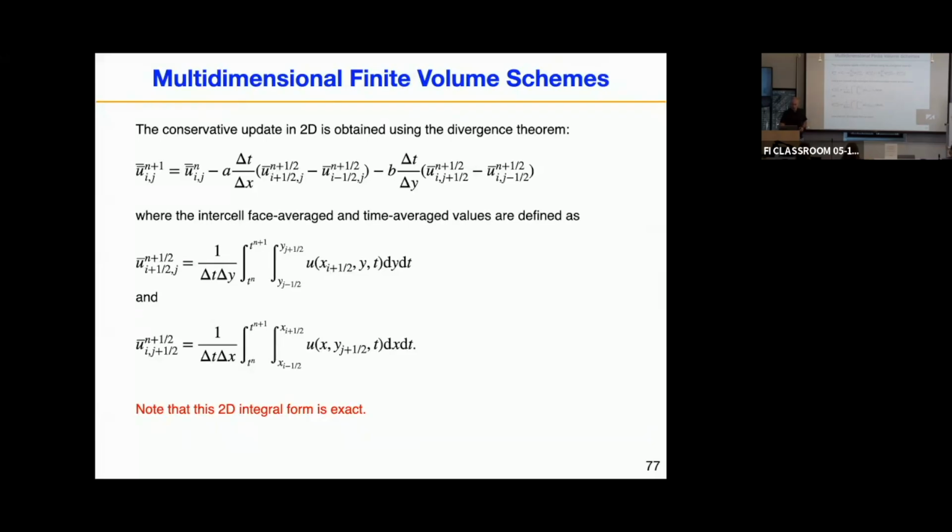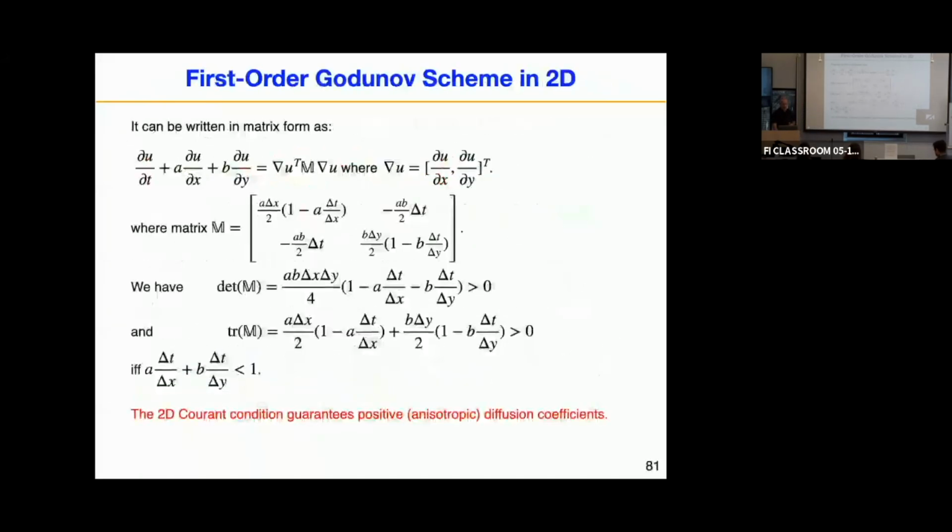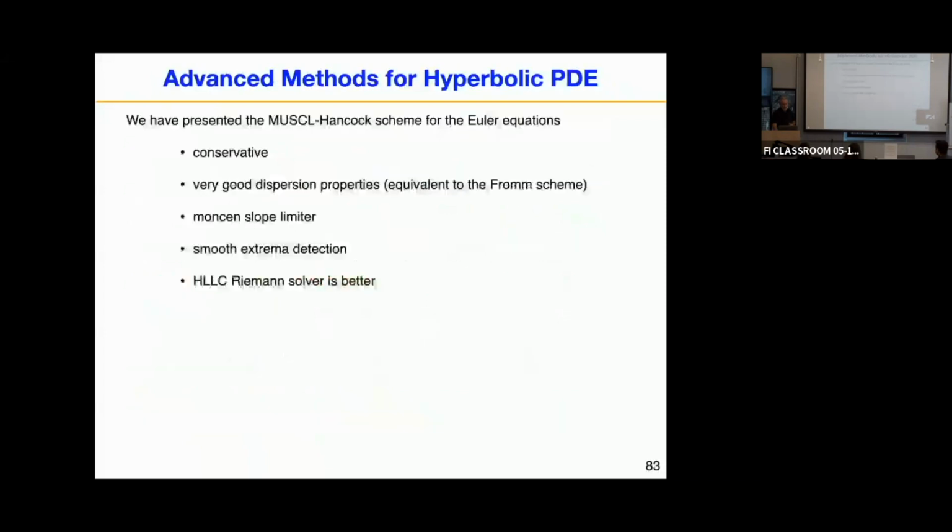I'm out of time now, but the idea is that you replace this integral by a quadrature in space, like we did for the time. So now you have a quadrature in time and a quadrature in space, and you end up with many, many Riemann solvers, and it's going to be more expensive. So I'm going to leave you here.